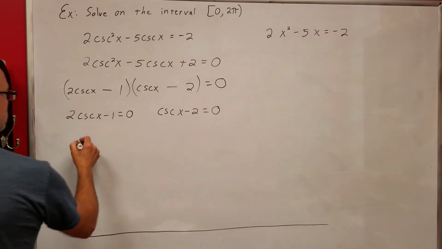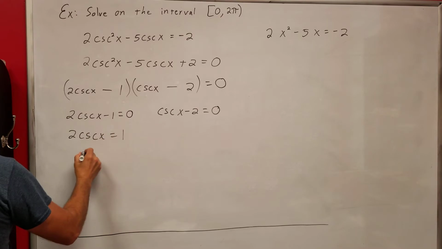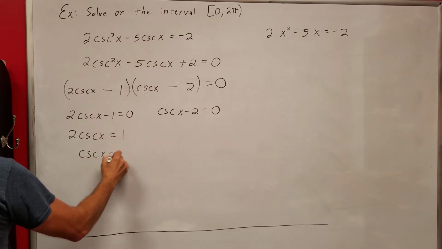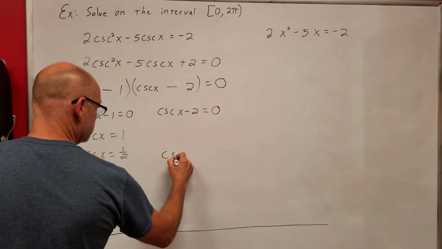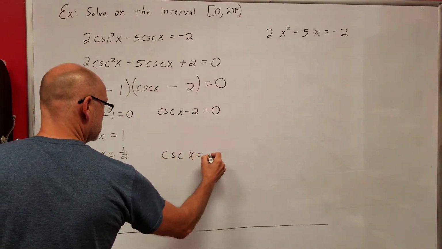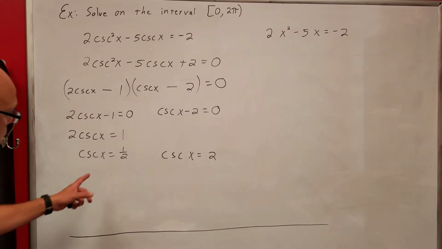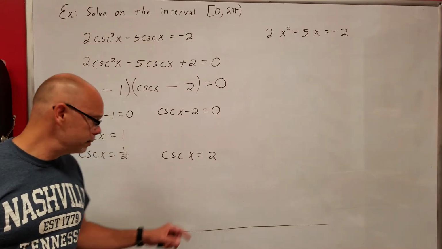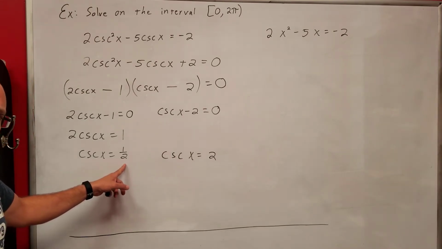Well, let's keep going. So we have 2 cosecant of x is equal to 1, or cosecant of x is equal to 1/2 here. And over there, we get cosecant of x is equal to 2. Now, let's look at finding what x is here and here, okay? What is my cosecant of x going to equal to 1/2?